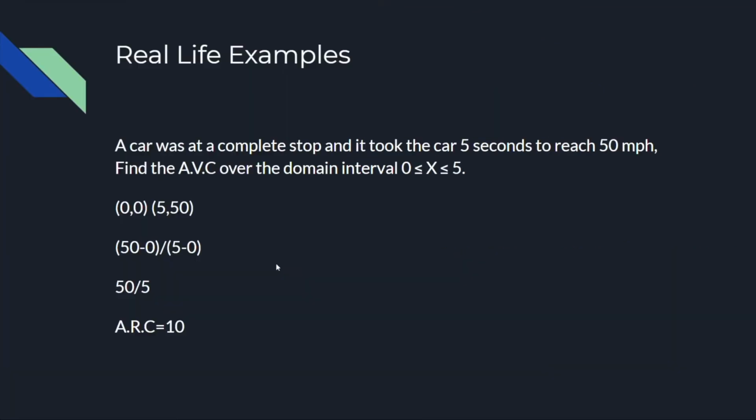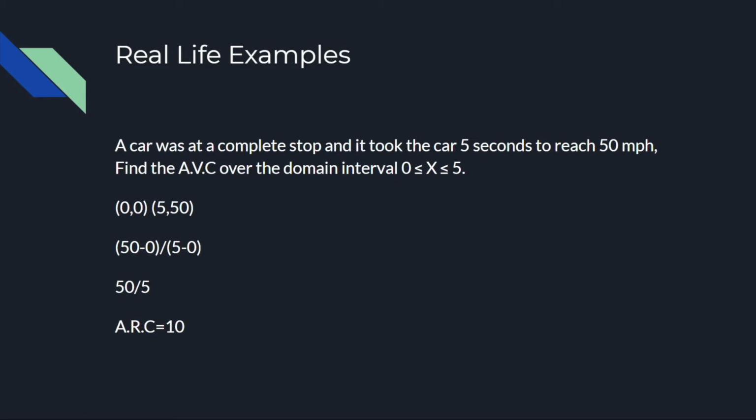We could put this into a real-life example. A car is at a complete stop, and when it starts, it takes the car 5 seconds to reach 50 miles per hour. So the question asks to find the average rate of change over this domain interval. So the same as the last example. Find the coordinates, put them in the formula, simplify, and find the average rate of change.